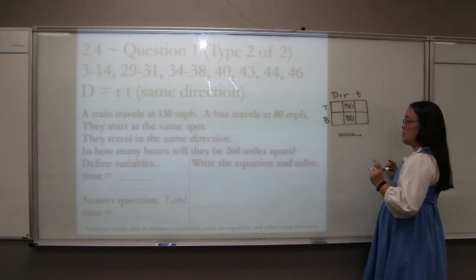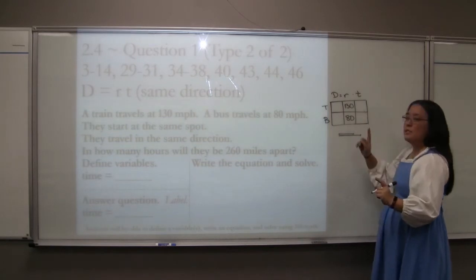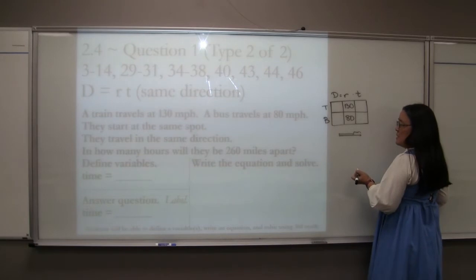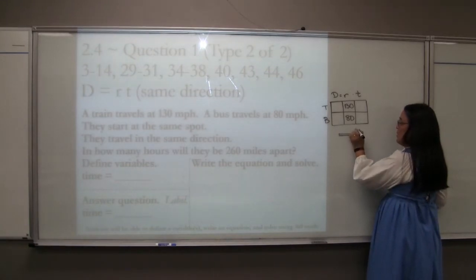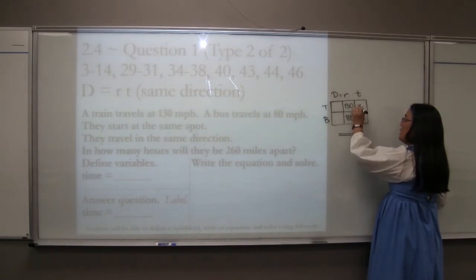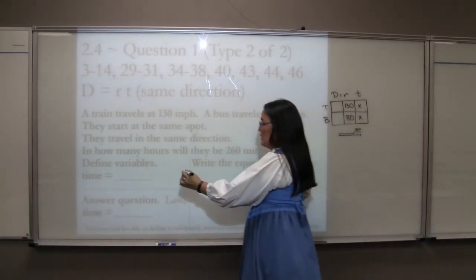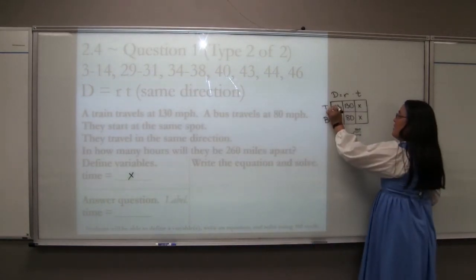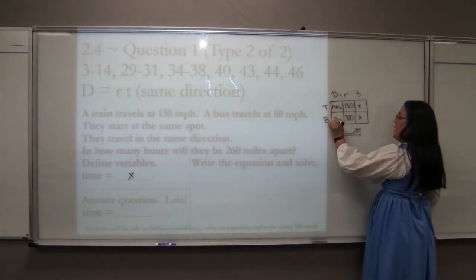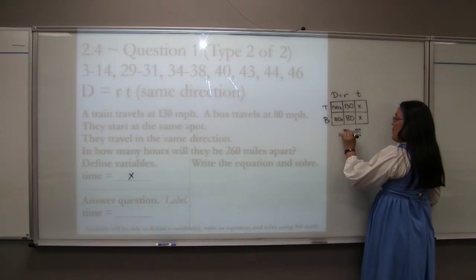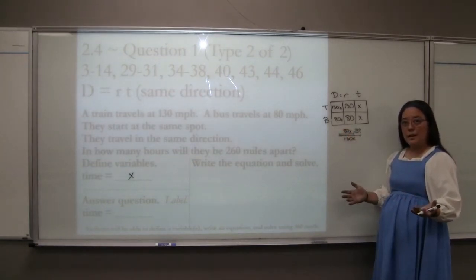In how many hours will they be 260 miles apart? Since the train is going faster, there's going to be a small amount of distance in between there, so we have 260. We can still use x for our time, and we have 130x and 80x. There's a couple of ways that you can set these up.